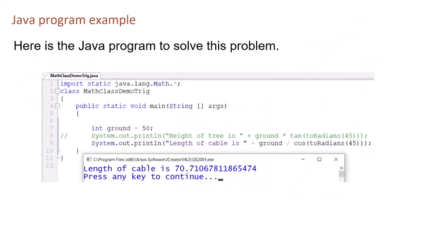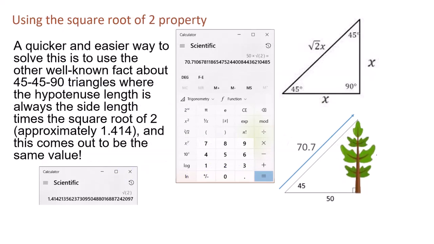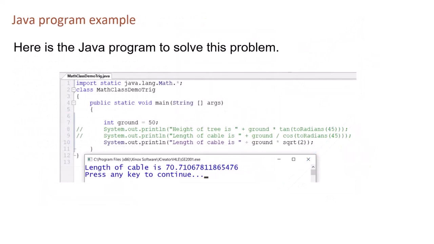A quicker and easier way to solve this is to use the other well-known fact about 45, 45, 90 triangles, where the hypotenuse length is always the side length times the square root of 2, which is about 1.414. And this comes out to be the same value. Here is the Java program to solve this problem.